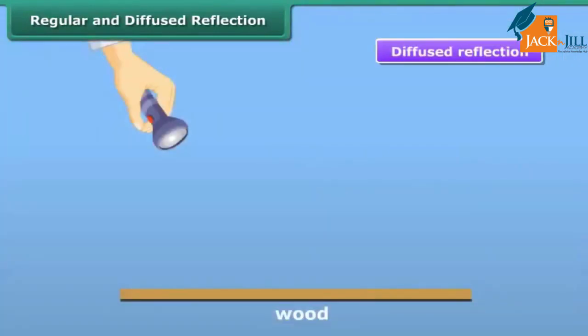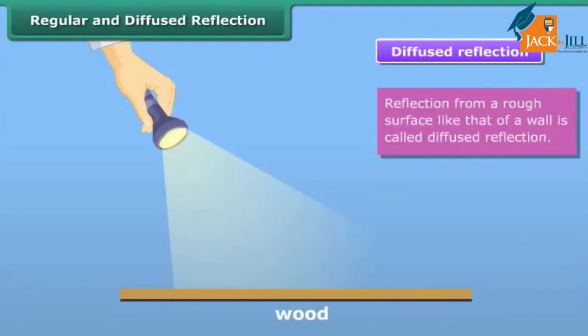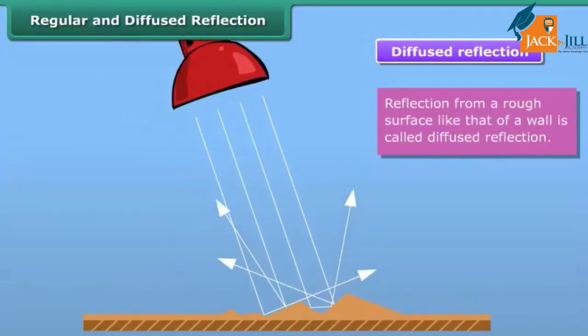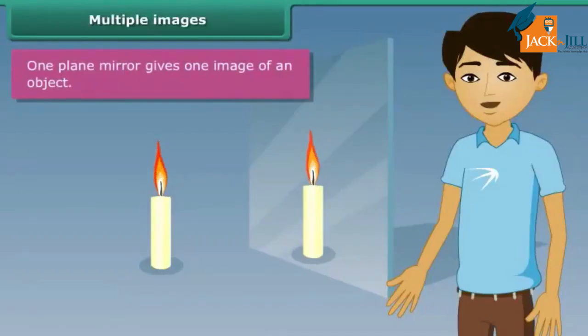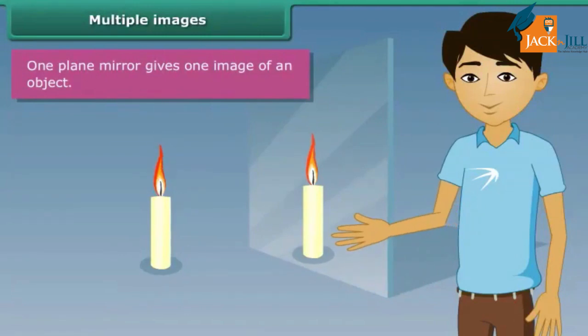Diffused or irregular reflection takes place when a ray of light is incident on a surface such as a wall or wood, which is not smooth or polished. An image is not formed in this case. In this case, the different portions of the surface reflect the incident light in different directions. The light sent to our eyes by most of the objects we see around us is due to the diffused reflection from their surfaces.